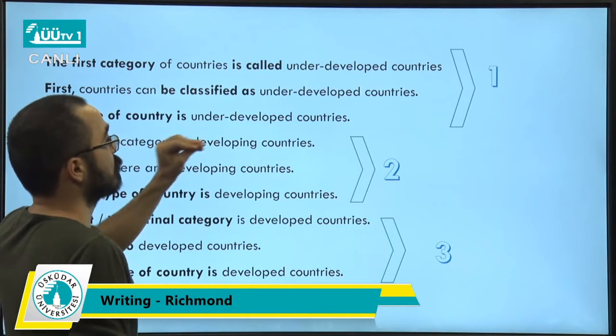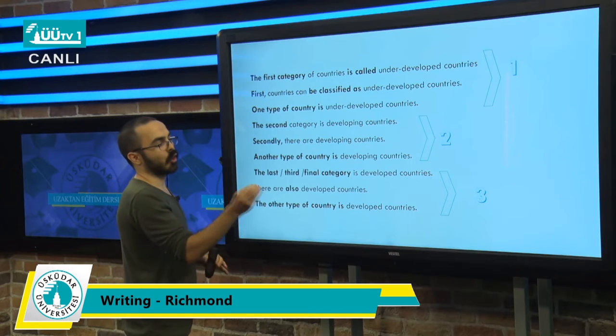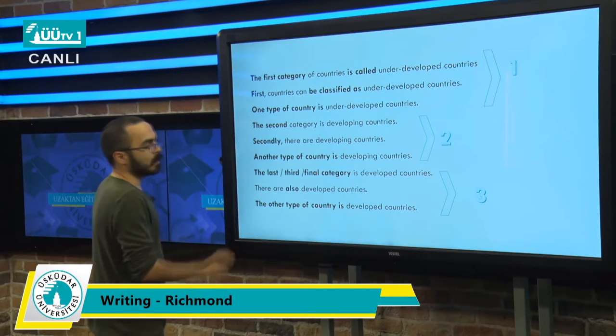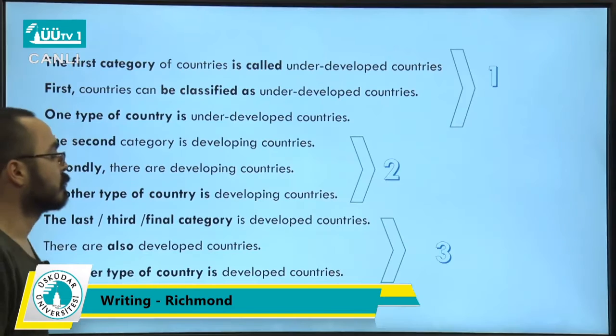One type of country is underdeveloped countries, right? So you made your first case. You gave me the examples and you talked about your point here. You gave me the information about underdeveloped countries, and you say what? The second category is developing countries, or secondly, there are developing countries. Another type of country, right? Because you mentioned one type, then you can say another type of country is developing countries. The last, third, final category is developed countries, right? This is your last idea. So first one, second one, and third one. So you arrived at your last idea you're going to discuss. So you say the last, third, final category is developed countries, or there are also developed countries, right? Then you move on to give me more information about this. The other type of country is developed countries.